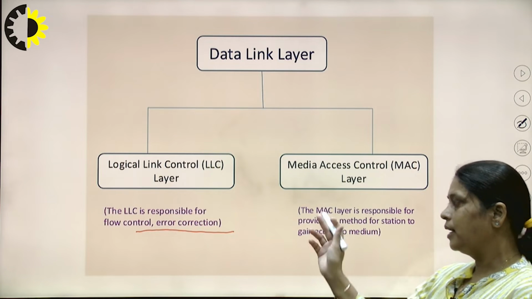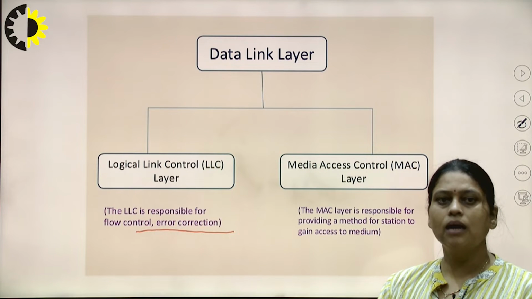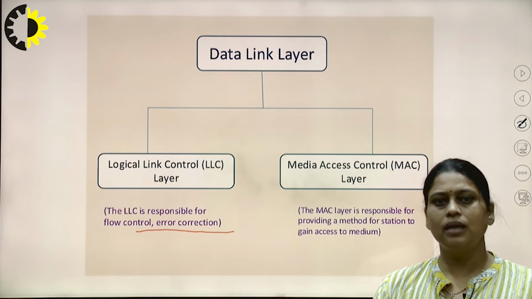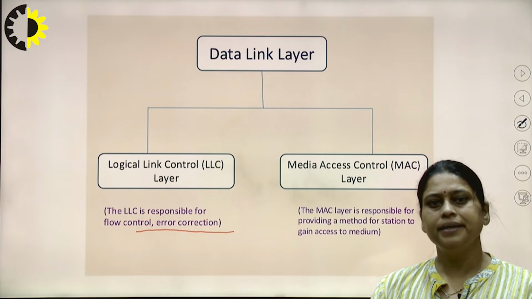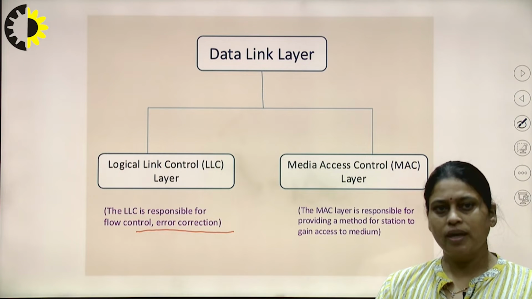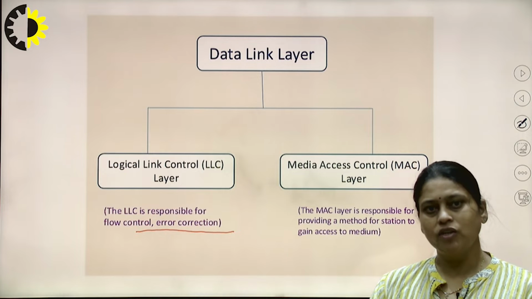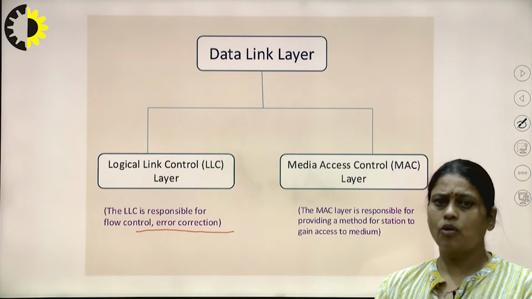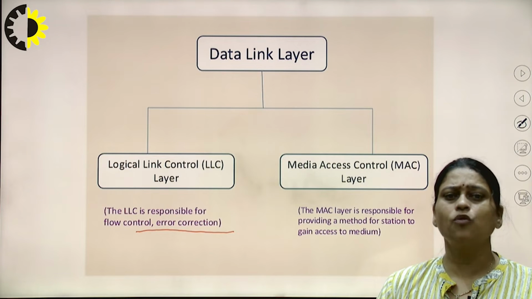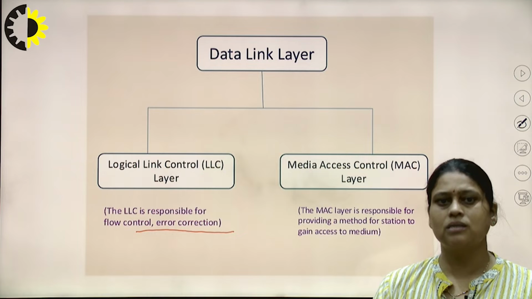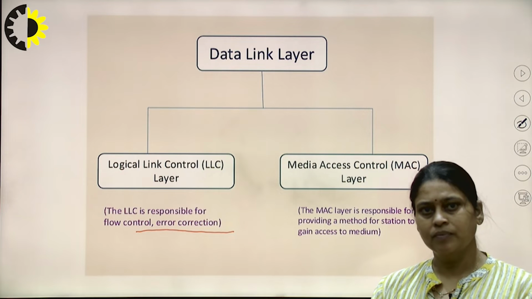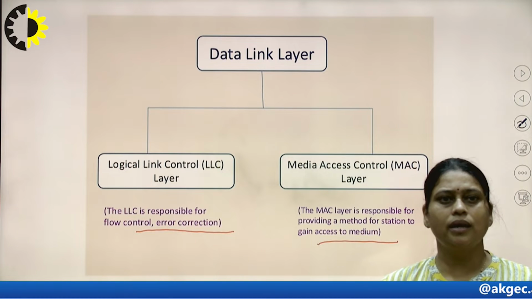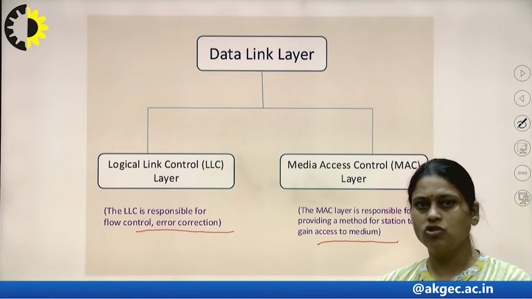The next sub-layer of the DLL is the media access control layer. The media access control layer is basically responsible for the allocation of the channel for the network, or providing a method for stations to gain access to the medium. I will also discuss this media access control layer in detail in my next lecture.